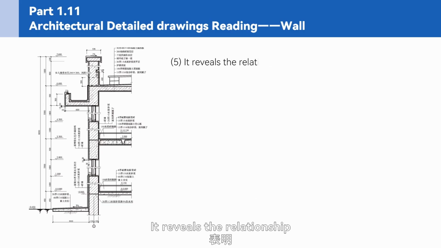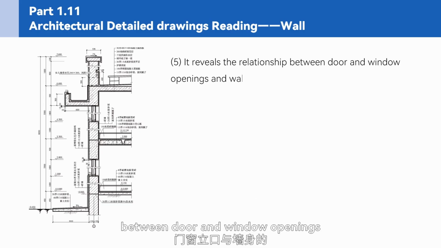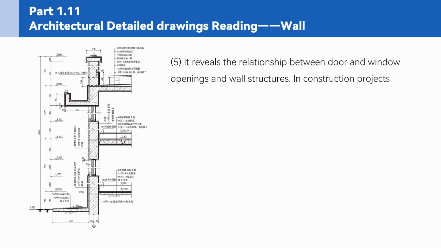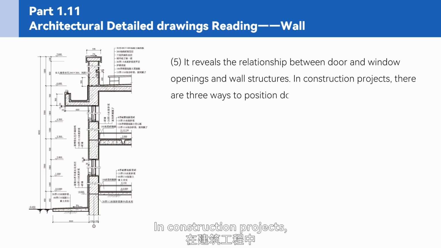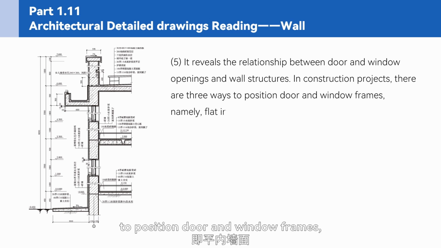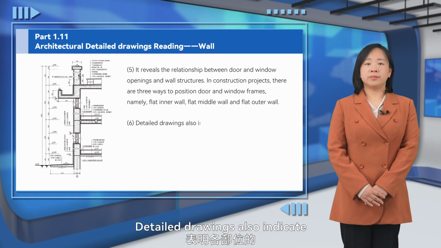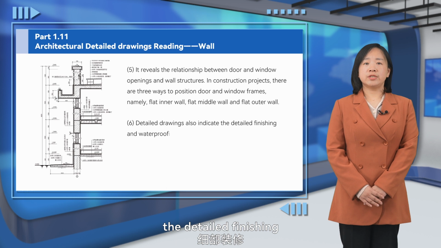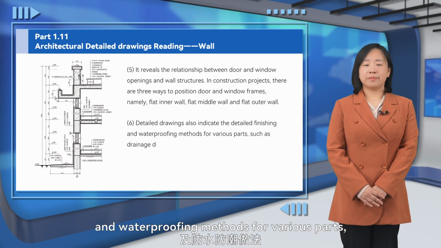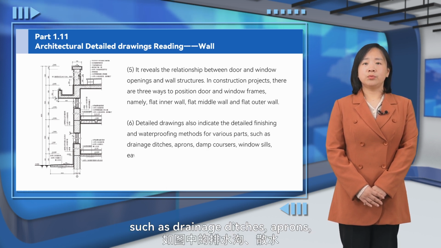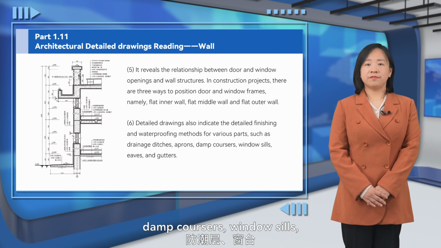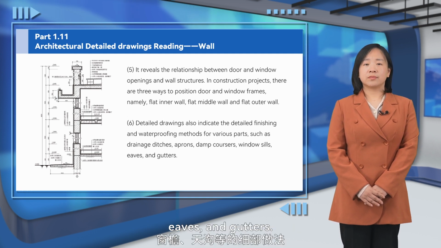It reveals the relationship between door and window openings and wall structures. In construction projects, there are three ways to position door and window frames, namely, flat inner wall, flat middle wall, and flat outer wall. Detailed drawings also indicate the detailed finishing and waterproofing methods for various parts, such as drainage ditches, aprons, damp courses, window sills, eaves, and gutters.